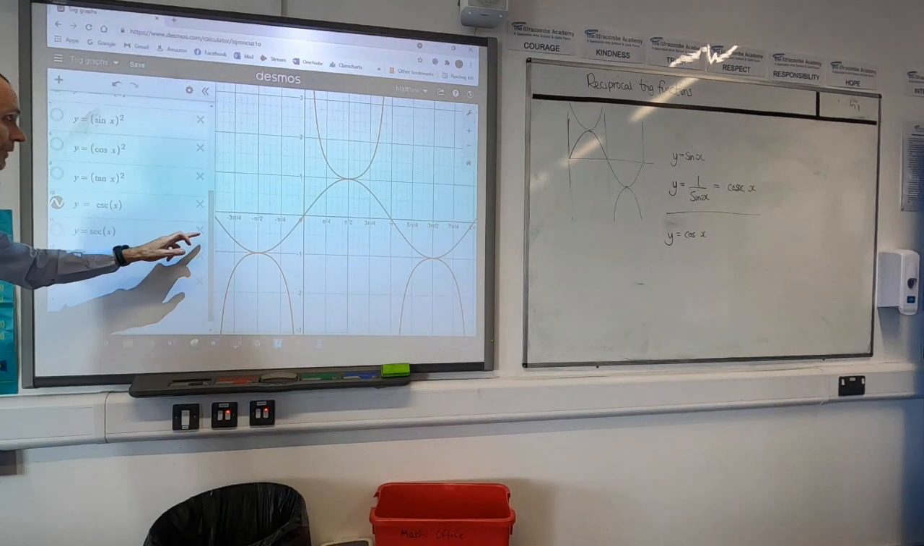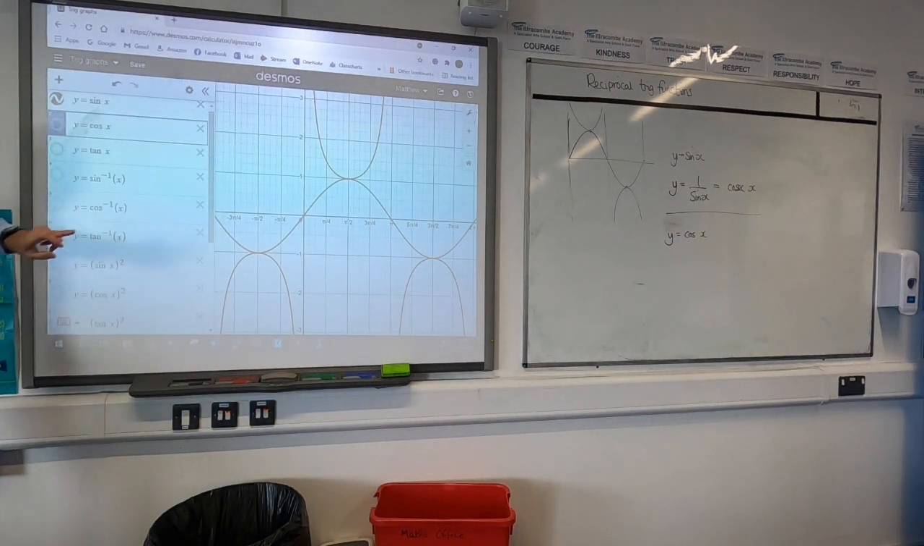And your calculators will show you. We'll do this. Although you need to type in 1 over sine x. So fraction button, 1 on the top, sine x on the bottom. It hasn't got a cosec button.